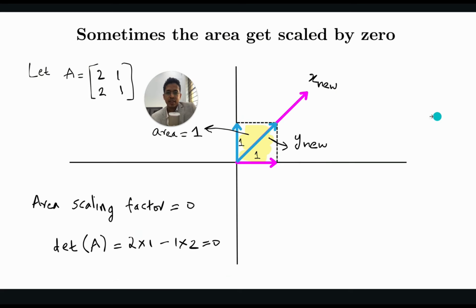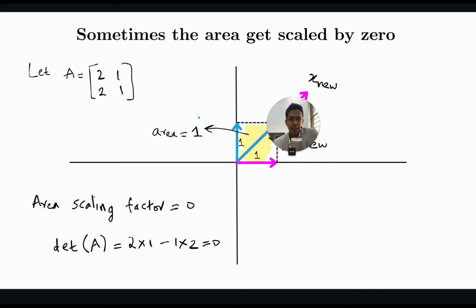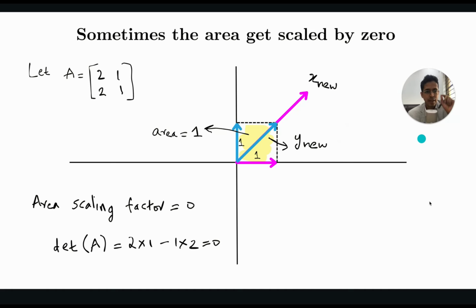Now, the important thing is, in some cases, the area can get scaled by 0. Let's see what that case is. In what case can that happen? So let's say the transformation matrix has first column 2, 2, second column 1, 1. In this case, determinant is obviously 2 times 1 minus 1 times 2, that is 0. So determinant is 0.